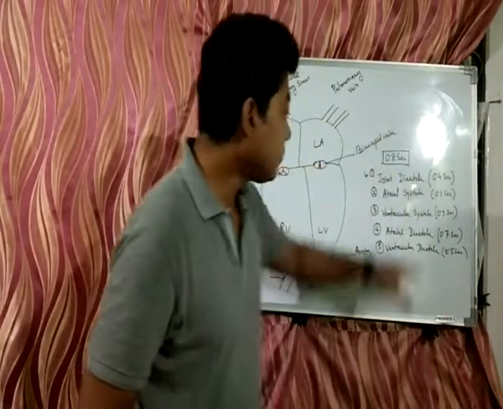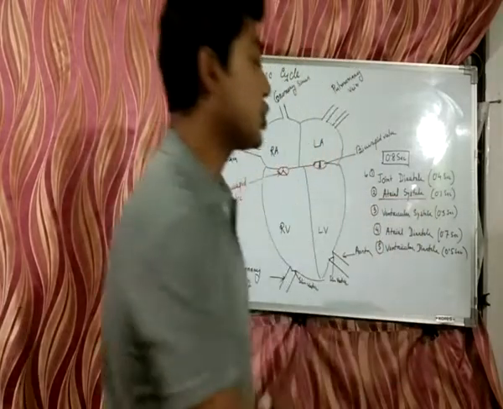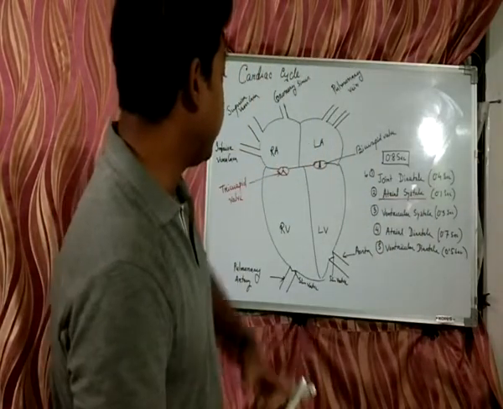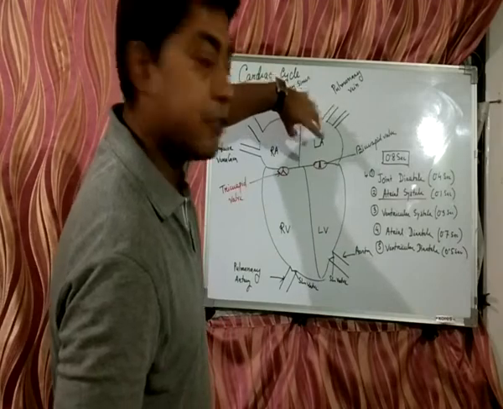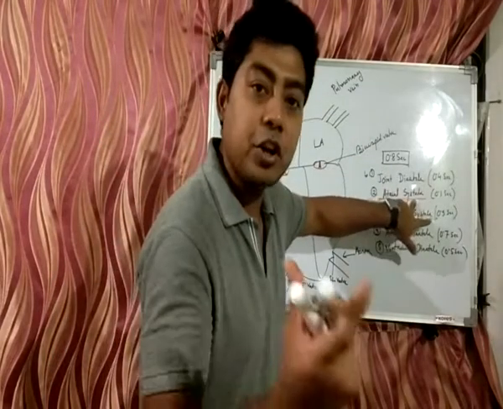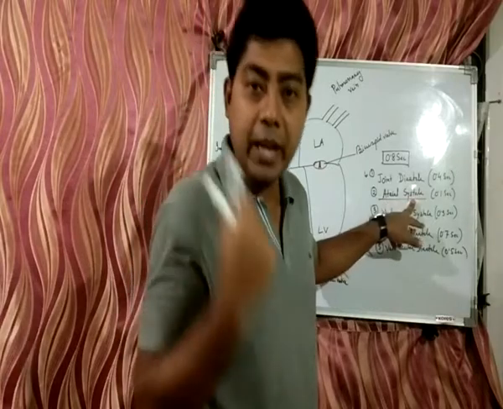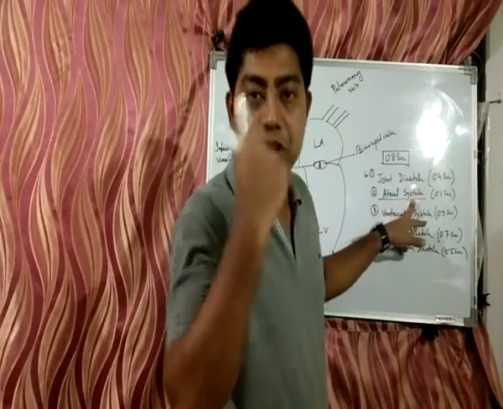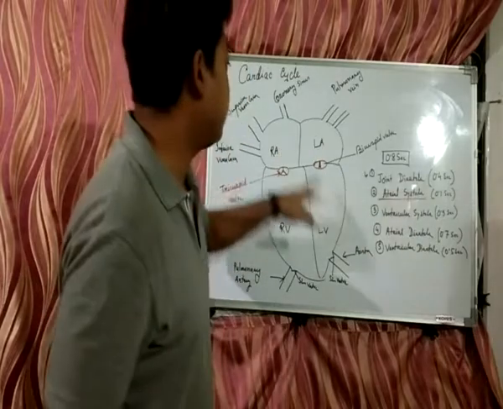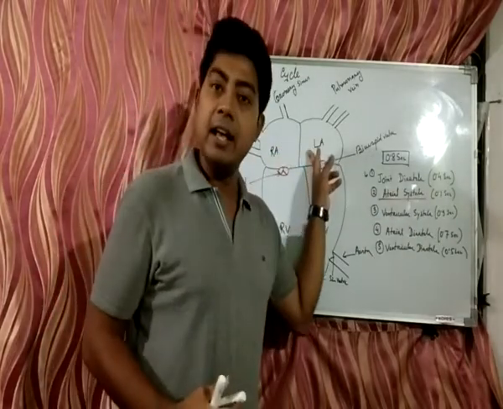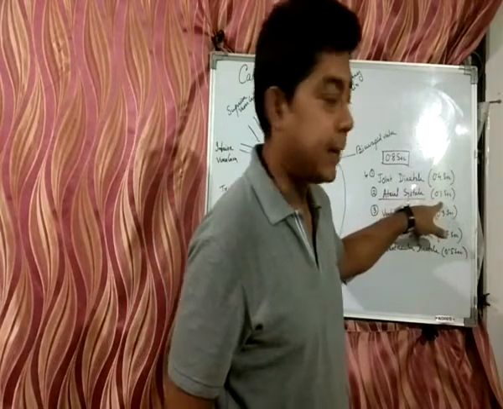Now, next point, that is atrial systole. That means here atrial contraction occurs, because systole means contraction, or we can call it depolarization. Depolarization, contraction, or systole. So here contraction occurs where? In the atrial part, which is in the right as well as in the left part. That is for 0.1 second.